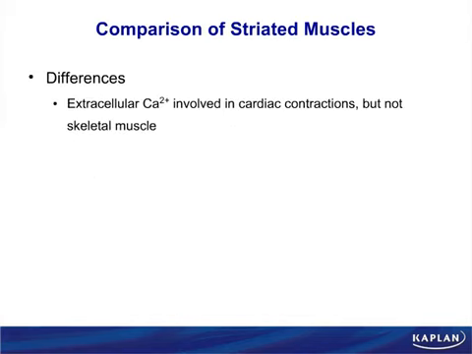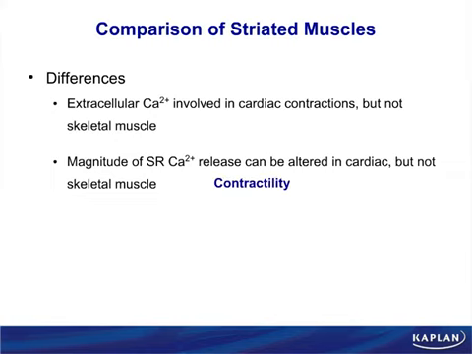All right, differences. Skeletal muscle: all calcium comes from the SR. Not true in cardiac muscle. Extracellular calcium does flux through the L-type calcium channel, so it comes from the extracellular space into the cytosol. So extracellular calcium is involved in contraction of cardiac tissue, but not skeletal muscle.